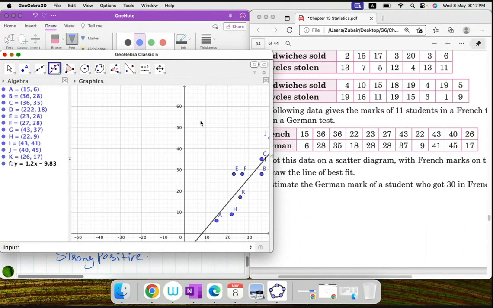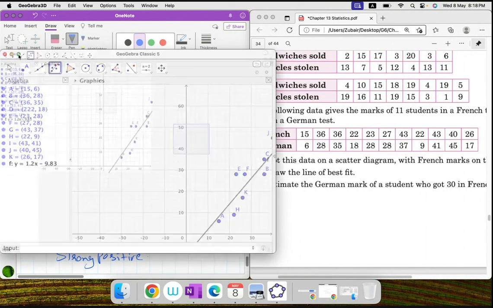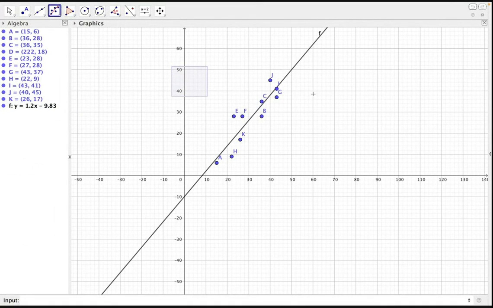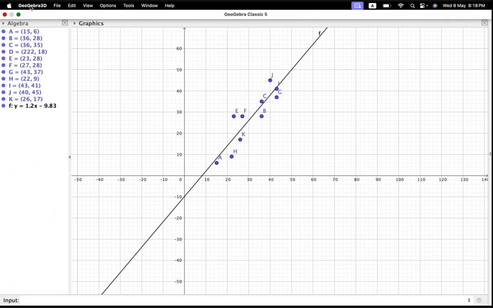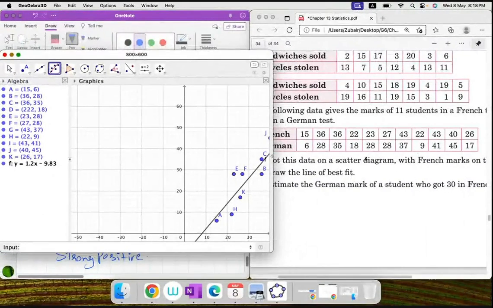Technology. Sir, but it's only touching one or two points. Yeah, because it is not necessary that the line of best fit should pass through all the points. Now, what are the questions?